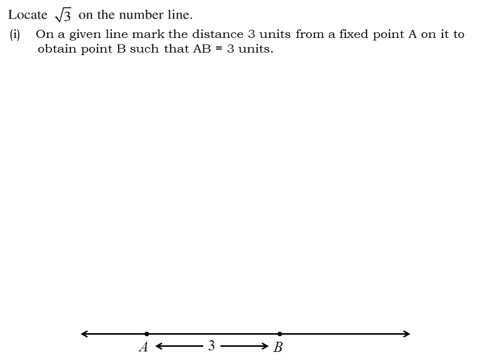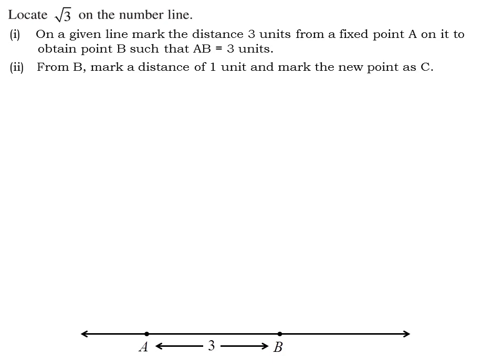Now second step. From point B, mark a distance of 1 unit and mark the new point as C. So I am marking a 1 unit distance from B, whose point name is C, and the distance between B and C is 1 unit.